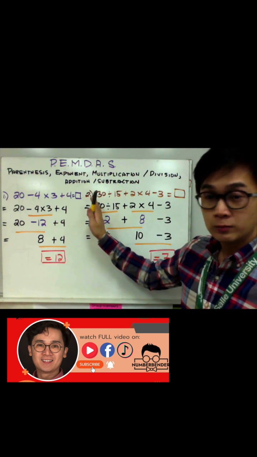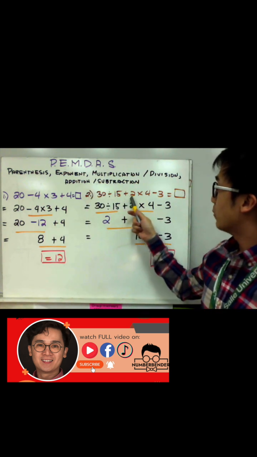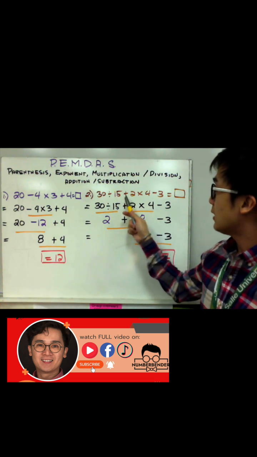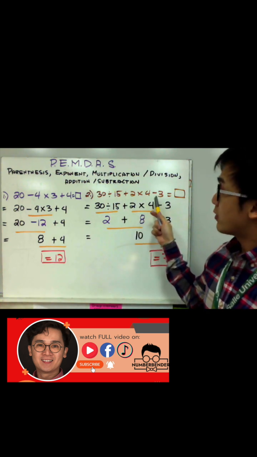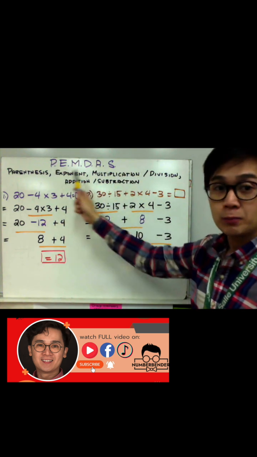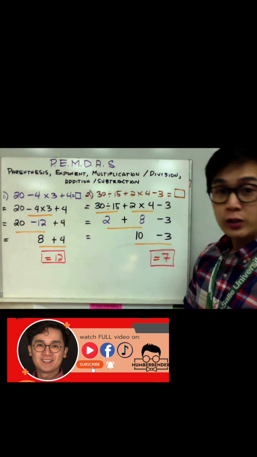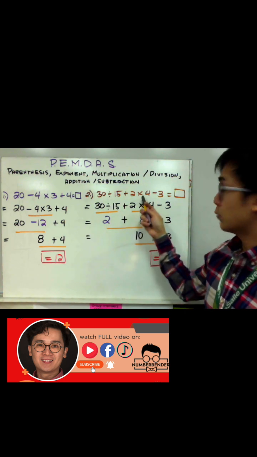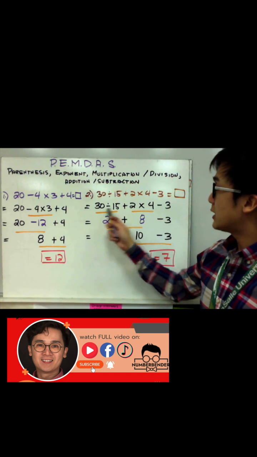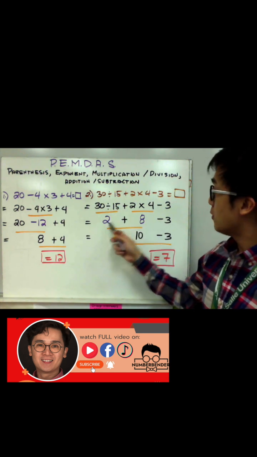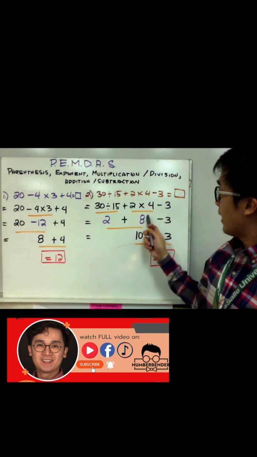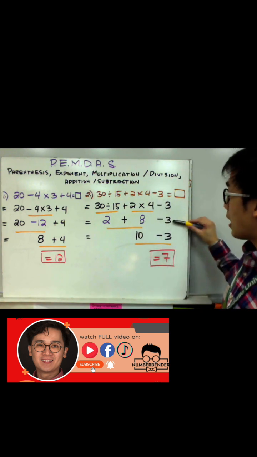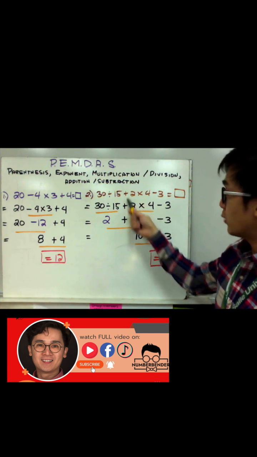Now for number 2, we have 30 divided by 15 plus 2 times 4 minus 3. Now for this example, we have division, addition, multiplication, and subtraction. So therefore, we will use the order of operation PEMDAS. So the first 2 operations that I'm going to evaluate will be my division and multiplication. So I'm going to divide 30 and 15, which gives me 2, and 2 times 4, which gives me 8. And since I did not do anything with negative 3 or minus 3, I'm just going to copy minus 3 here and the operation here, which is plus.